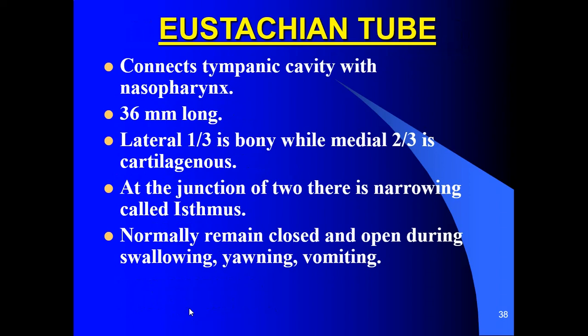The eustachian tube connects the tympanic cavity, that is the middle ear cavity, with the nasopharynx. It is 36 millimeters long. The lateral one-third is bony, while the medial two-thirds is cartilaginous. At the junction of the two, there is a narrowing called isthmus. Normally, it remains closed and opens during swallowing, yawning, and vomiting.